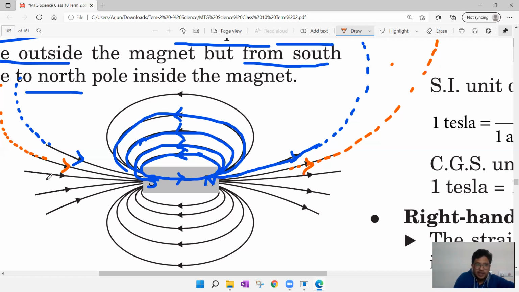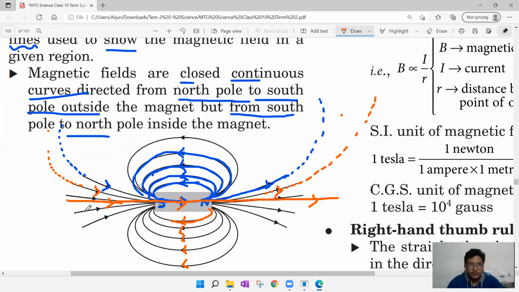And you see the middle line, it should be straight, moving from south to north. The line should be straight. Mention arrow marks like this. And here down, it is from north to south only. Directions are important. So that is the first property of magnetic field lines.